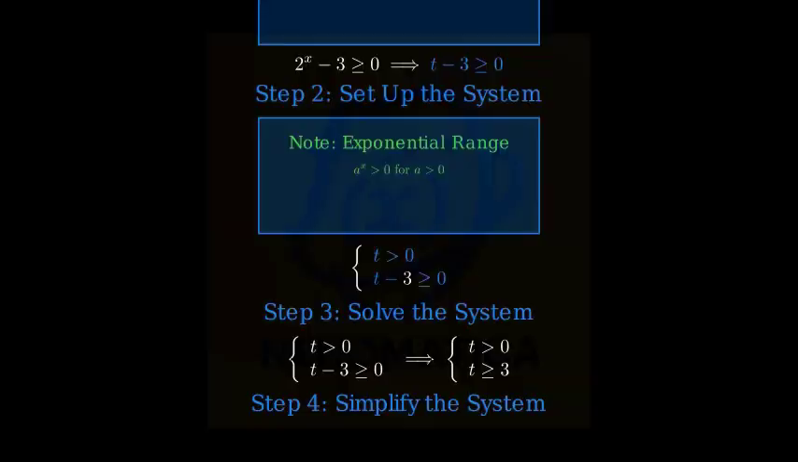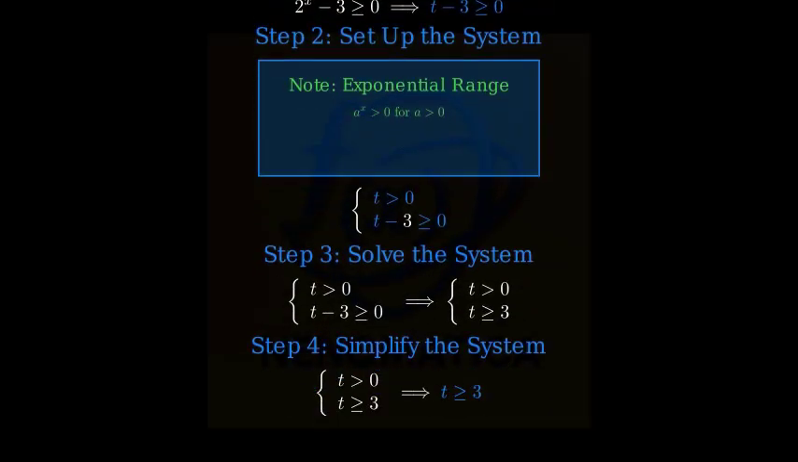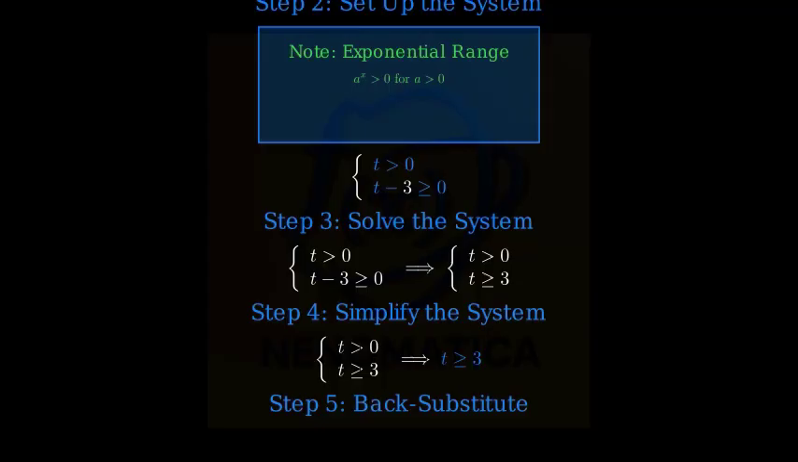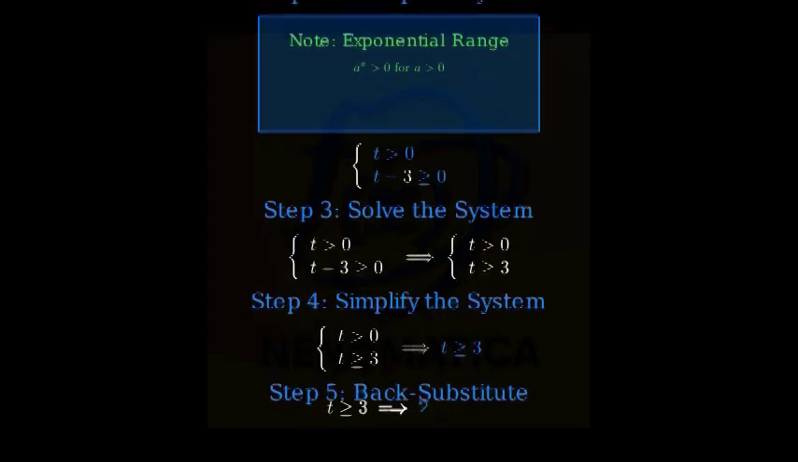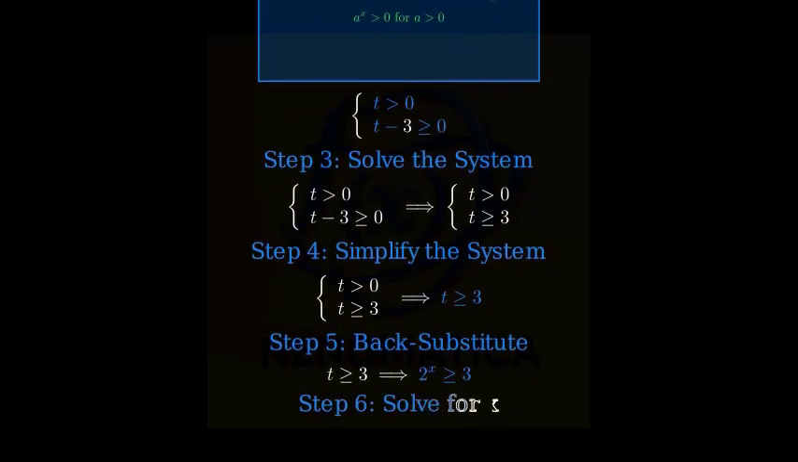Since t is greater than or equal to 3, and 3 is clearly greater than 0, the condition t is greater than 0 is automatically satisfied. So our solution is simply t is greater than or equal to 3. Step 5. Finally, we need to go back to our original variable x. Since t equals 2 to the power x, and t is greater than or equal to 3, we have 2 to the power x is greater than or equal to 3. Step 6. Now we solve for x.